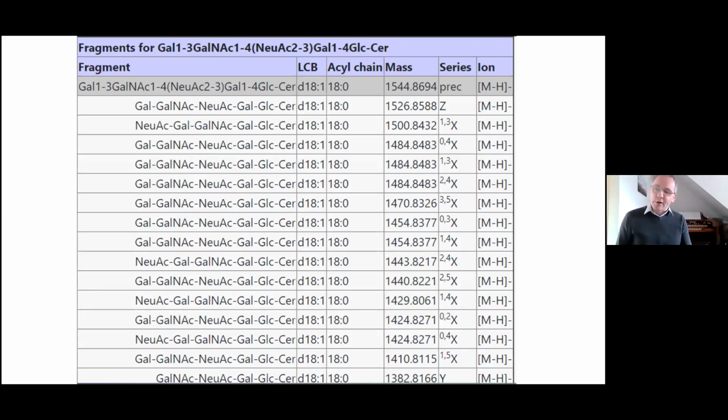And this list goes on about 3 times the length of my screen. But you get the principle. This is what it will show you and predict how you might expect this lipid, well, it's maybe more of a saccharide than a lipid, but how this molecule will fragment in mass spec.